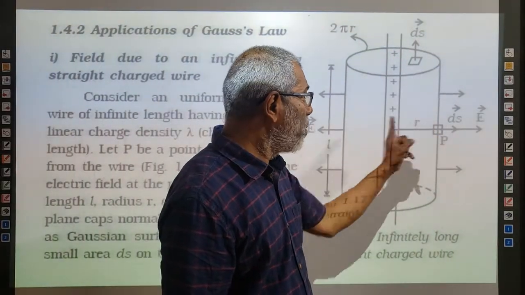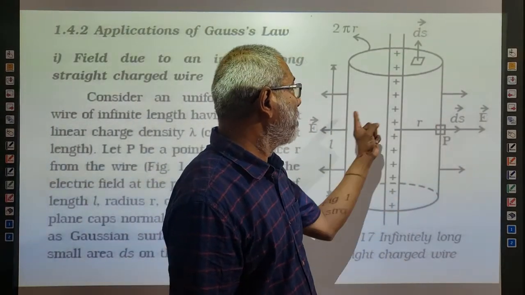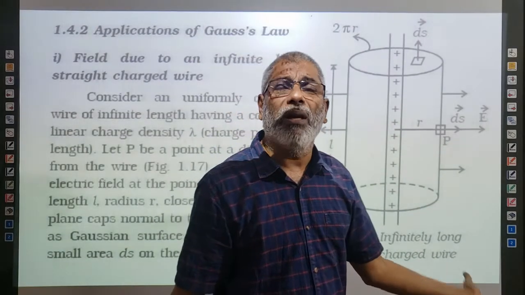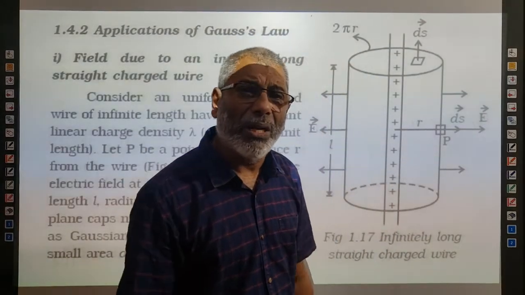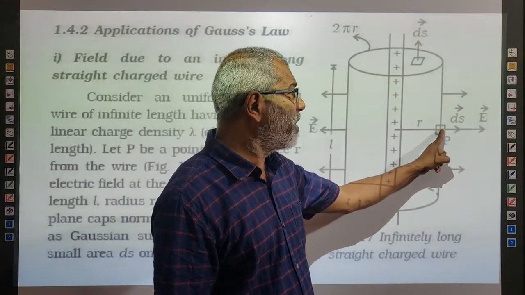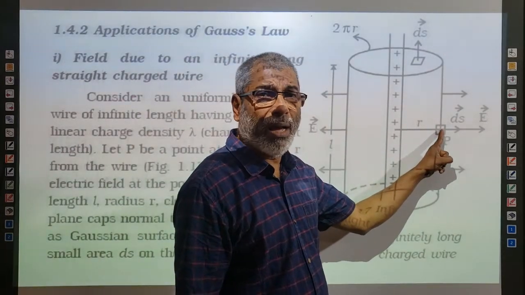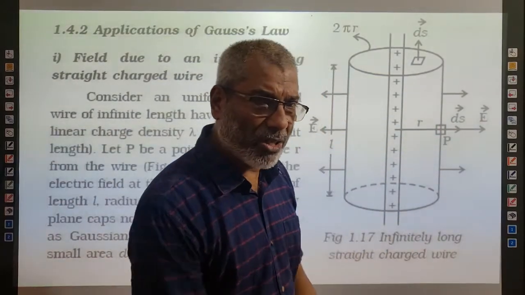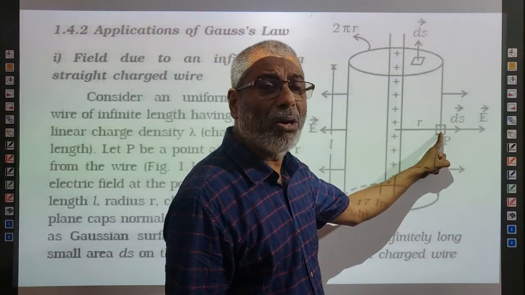It is not necessary that this must be cylindrical only. Here I am taking a cylindrical Gaussian surface because that cylindrical surface fits this line of charge. There can be any shaped closed surface, but it must enclose the charge. So here I am taking the cylinder as the Gaussian surface. On the Gaussian surface there is a point P at a distance r. We have to find the intensity at this point at a distance r from the charged body, the perpendicular distance.